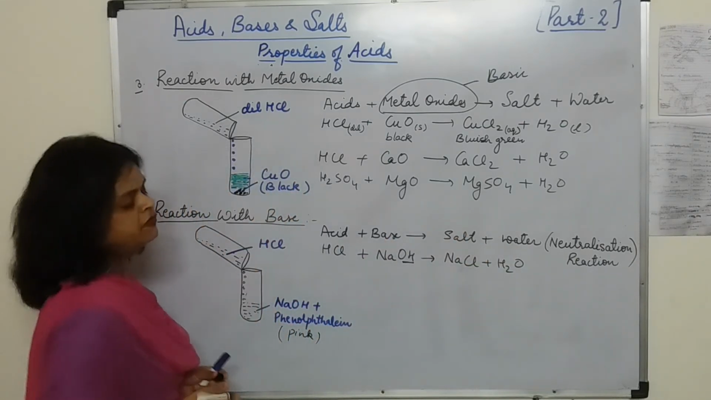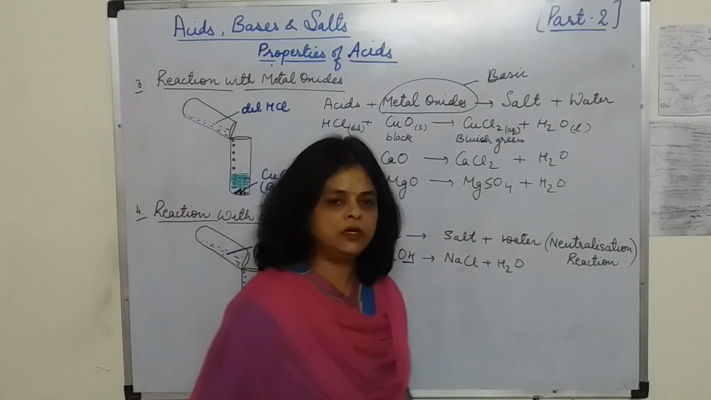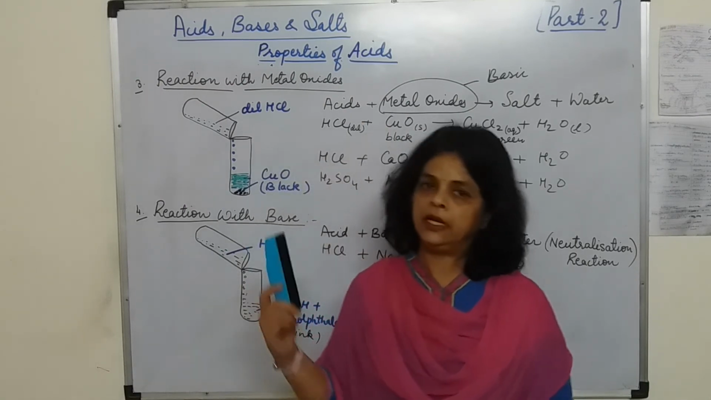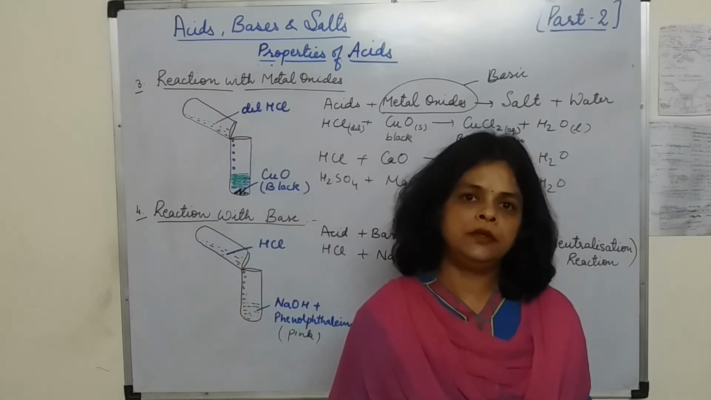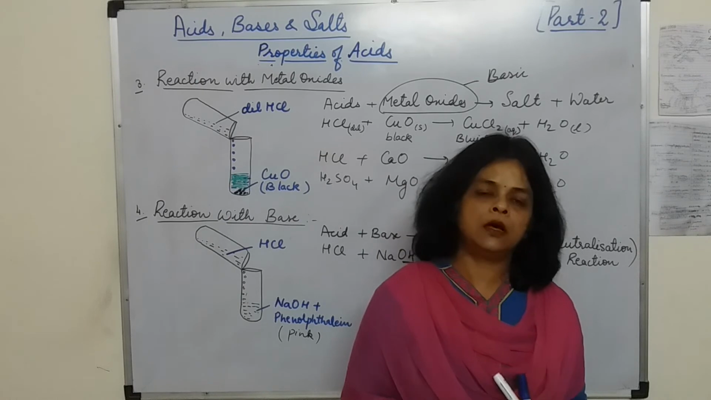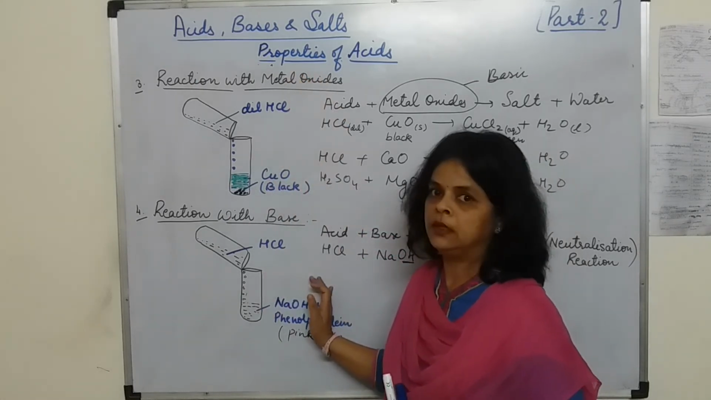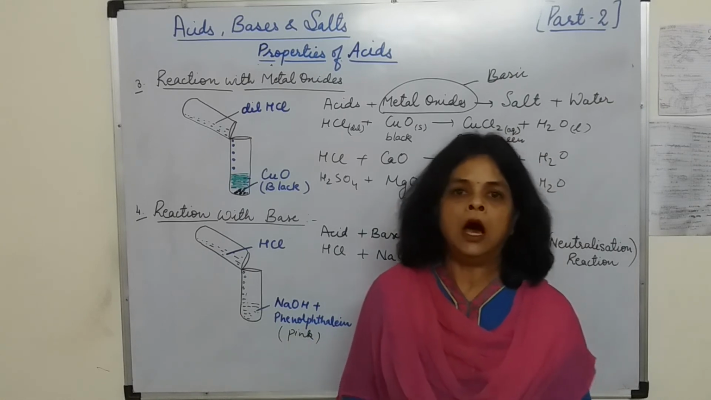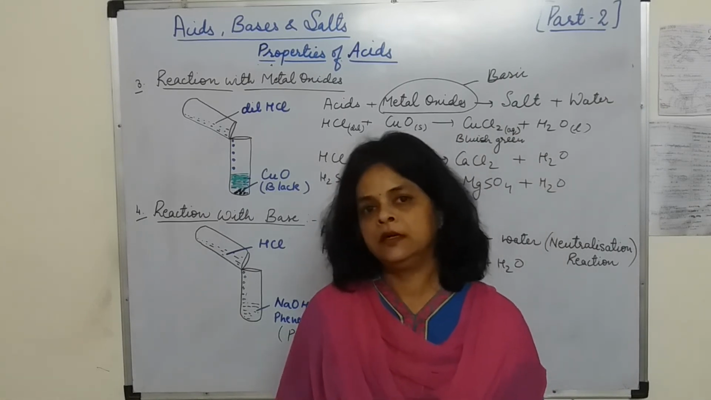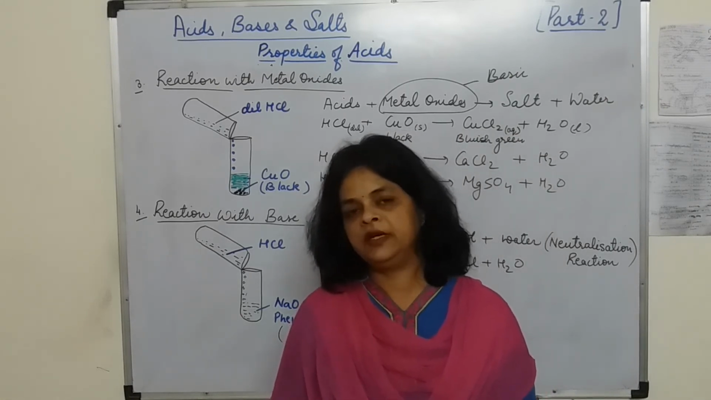Okay, so these are the four chemical reactions of acids: how they react with metals, how they react with carbonates and bicarbonates, how they react with metal oxides, and how they react with bases. Now we will see how the bases react differently with these different reagents.